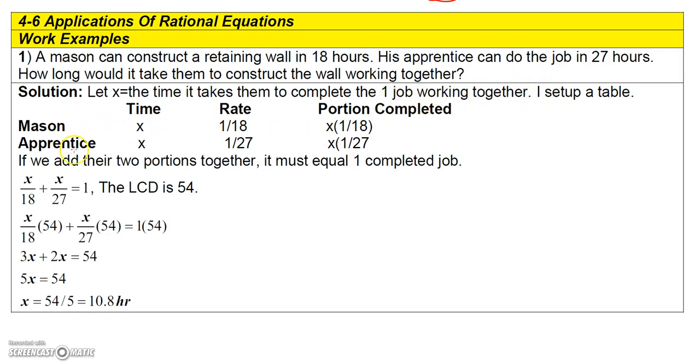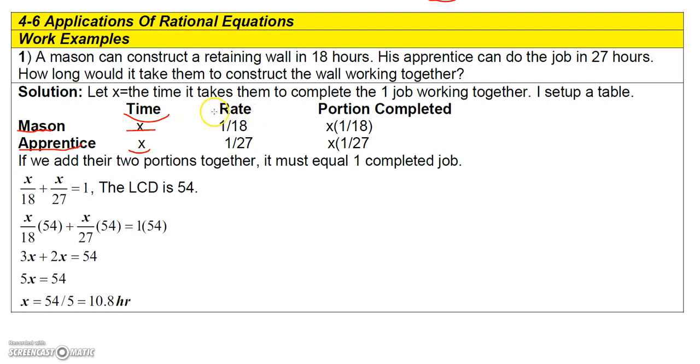Now I like to set up a table on these. So we have two people working. We have the mason and we have the apprentice. Now the first thing I want to realize here is how much time will each spend on the job. Now I'm going to assume, and that's what we should do here, that each one of these will work on the job until the job is done. So they're both going to work the same amount of time, and since X is the time it takes them to complete the job, they're both going to work X units. In this case that would be hours. So they're both going to work X hours.